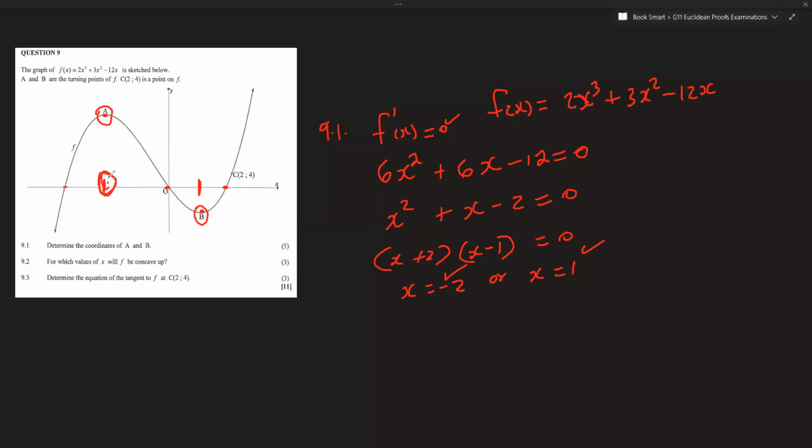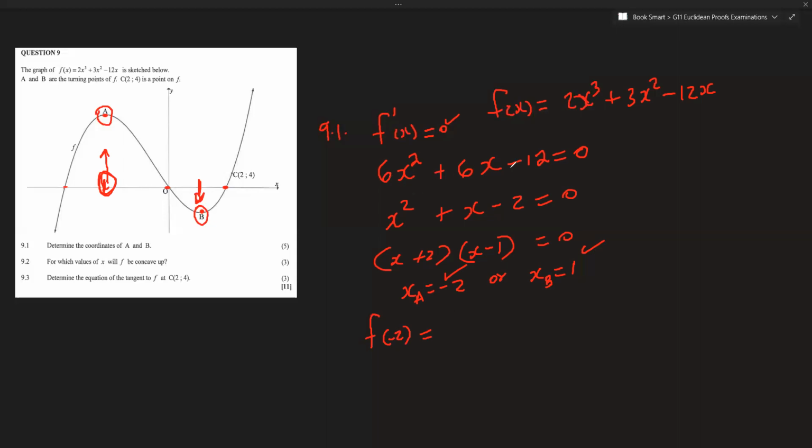So the negative x-axis will go with A, the positive x-axis must go with B. So obviously this will be x on A, that will be x on B then. Do we see it? And then to get y values, I'm going to substitute now. F at -2, you always substitute into the original equation.